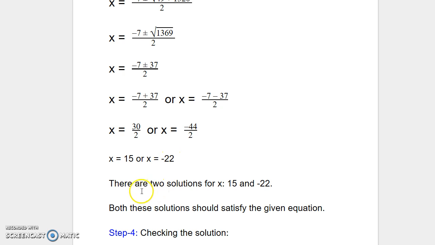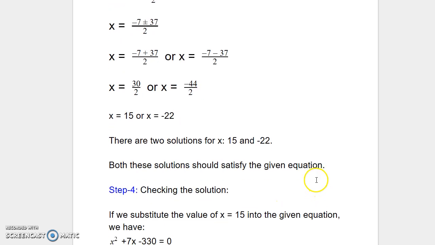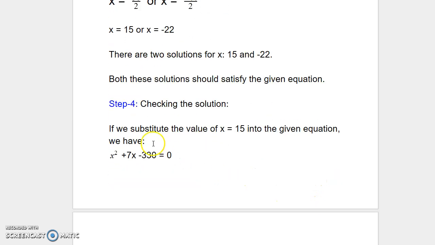Therefore, the two solutions for this particular quadratic equation are x is equal to 15 or x equals negative 22. Both these solutions should satisfy the given equation. Let us check them out. We're going to substitute x equals 15 into the given equation and see whether that satisfies it. And then also substitute x equals negative 22 and see whether that solution also satisfies the given equation.